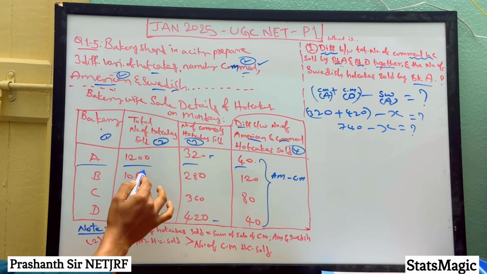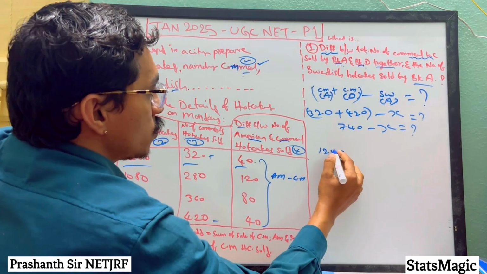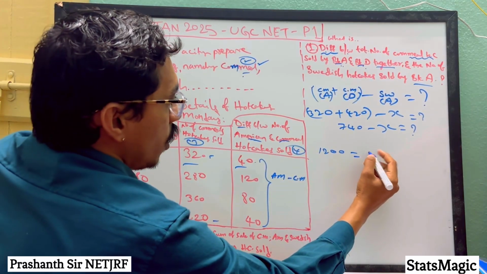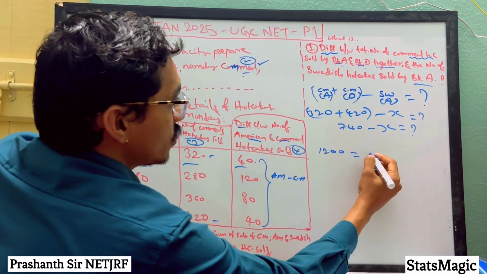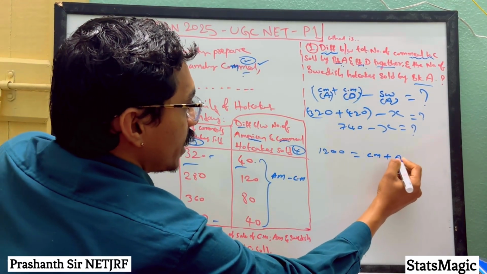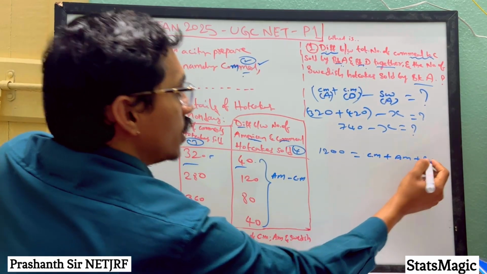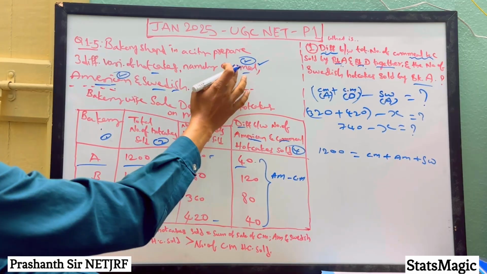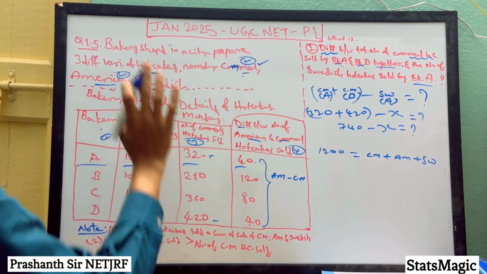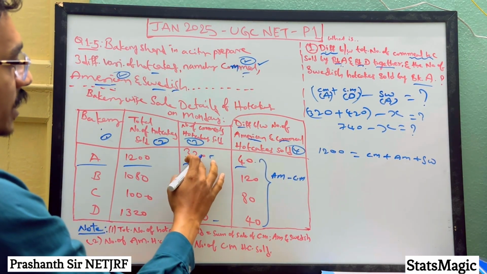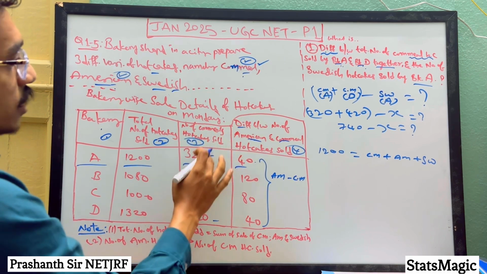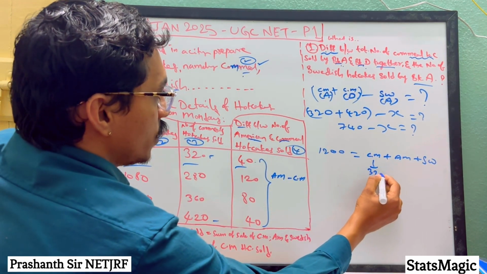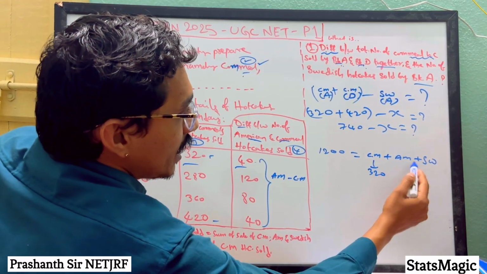Now we have the total number of hotcakes of A, that is 1200. This total is nothing but the hotcakes of bakery A only, which is cornmeal hotcake plus American hotcake plus Swedish hotcake. So three types of hotcakes are cornmeal, American, Swedish. The number of cornmeal hotcakes sold by bakery A is directly 320. Now we want the American and Swedish.